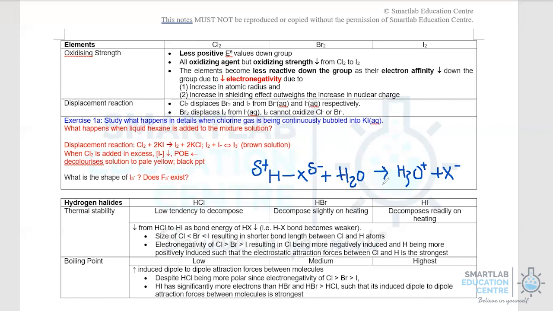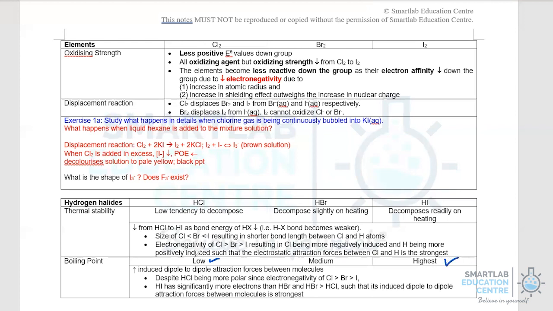which kind of explains why HCl is able to dissolve in water better than ammonia, because the HCl would have hydrolyzed to form H3O plus and Cl minus, and they are able to do ion-dipole attraction forces with water molecules, which render them more soluble than ammonia, since ammonia forms relatively weaker hydrogen bonding with water molecules. So in terms of physical properties, HCl has the lowest boiling point, while HI has the highest.